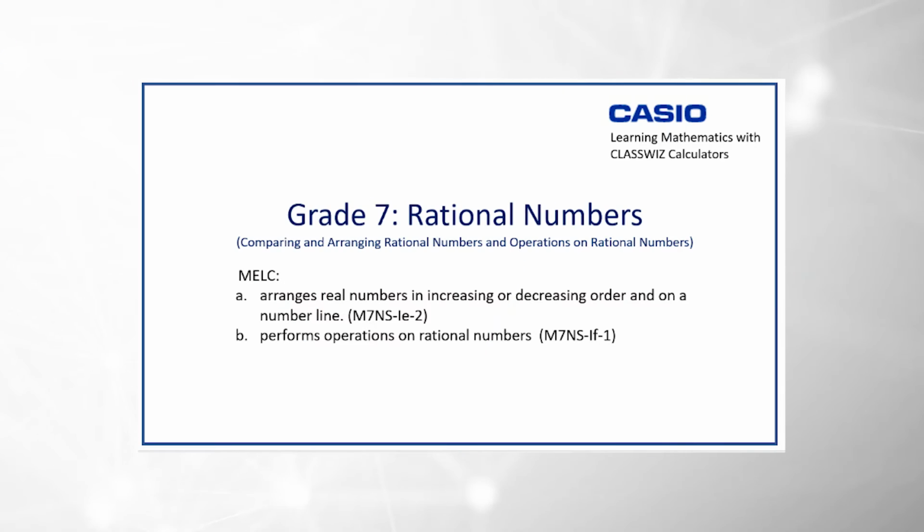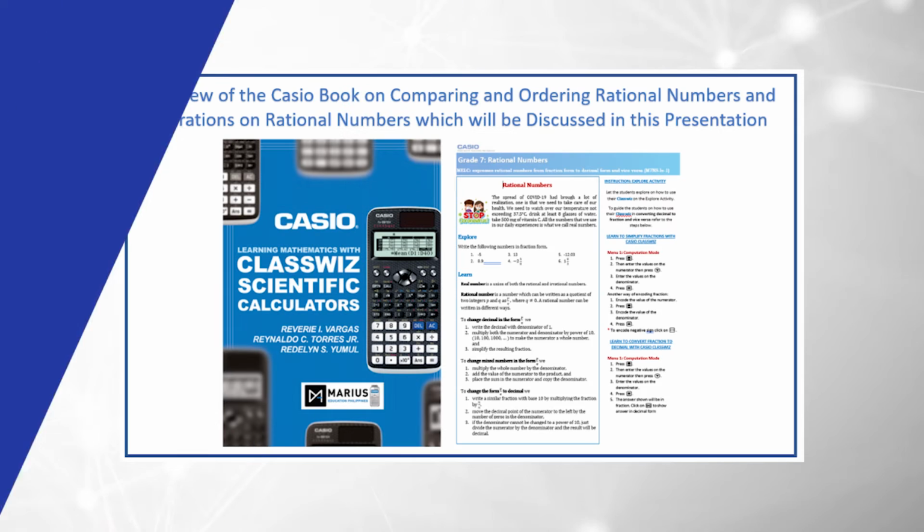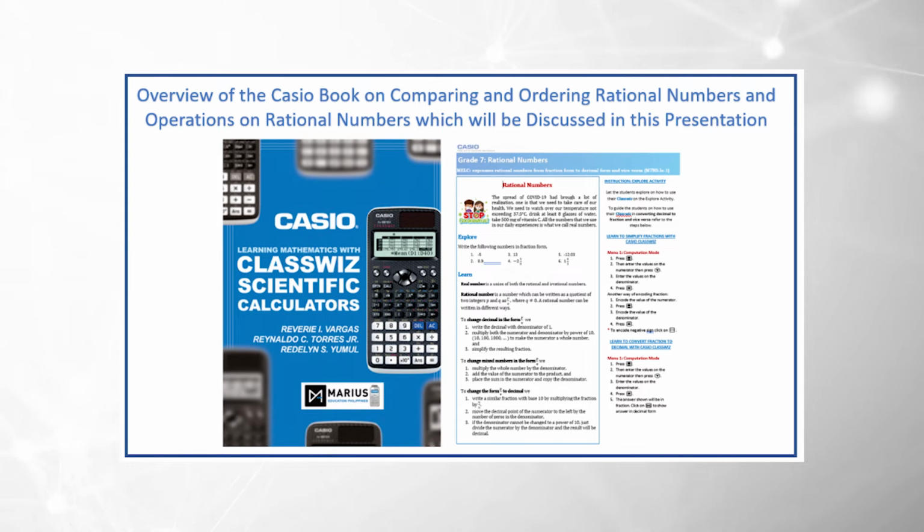In this video, we will explore how we can use the CASIO Calculator with rational numbers. We will focus on comparing and ordering numbers, including performing operations on real numbers. The examples and steps to be discussed in this presentation are also indicated in the CASIO book on comparing and ordering real numbers and operations on real numbers.